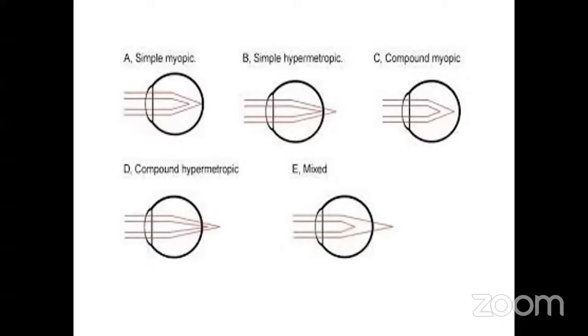So this is very important. In simple myopic and compound myopic, the spherical equivalent will always be minus. But in case of mixed, it can also be 0. Of course, it can also be plus or minus depending on which is more, cylinder or sphere.